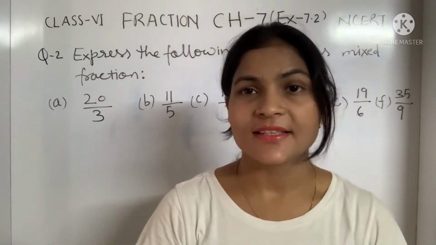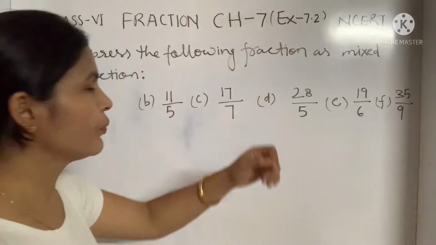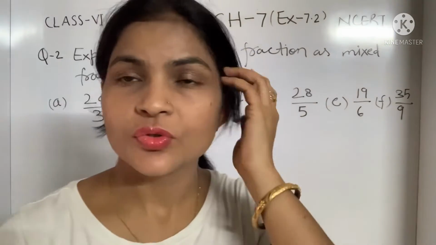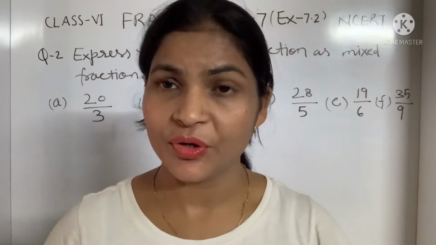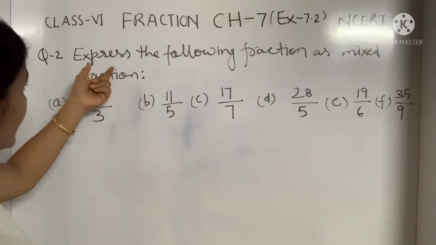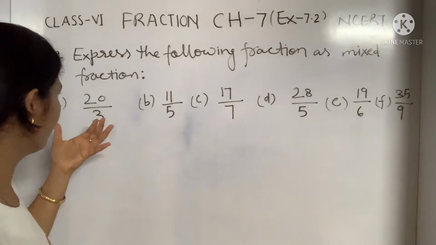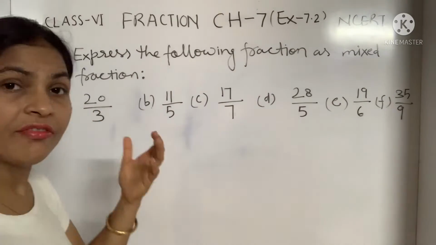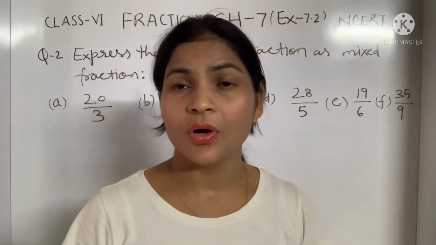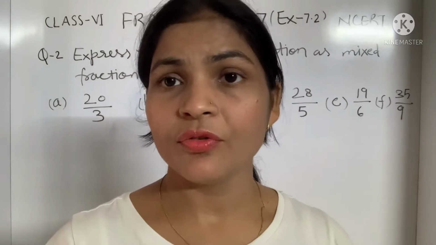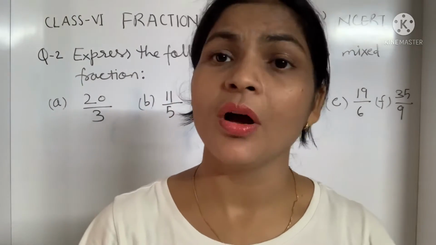It's exercise 7.2 and question number 2. So let's start. What is in question number 2? Express the following fractions as mixed fractions. So we have been given some fractions and we have to convert these fractions into mixed fractions. How do we convert a simple fraction into a mixed fraction?